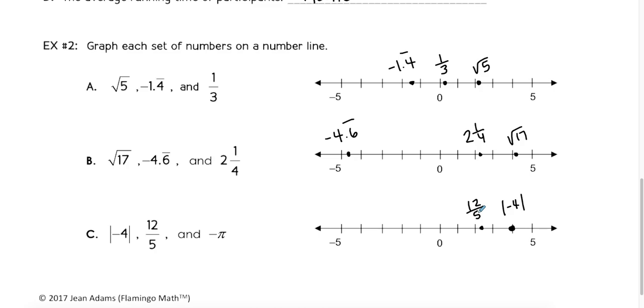And negative pi, so that's negative 3.14. So we're going to go to negative 3 and then go 0.14 past, and that would be my negative pi.